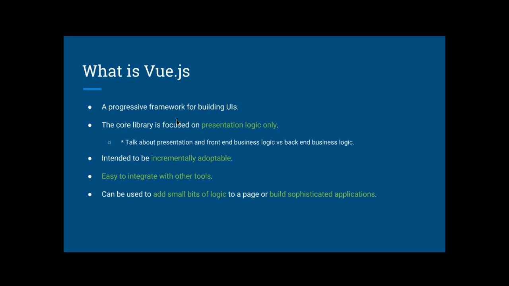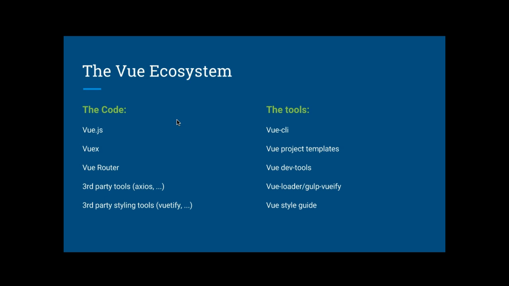Vue seeks to make that super easy, and is not trying to push other stuff out. So the Vue ecosystem boils down to Vue.js, the code that does the presentation logic. Vuex, which is an optional store pattern that you can bring in to do a little bit more sophisticated organization of your data. Vue router, which allows for client-side routing between parts of your application.